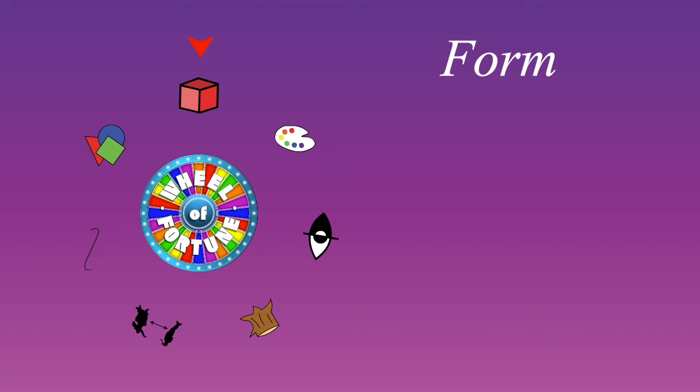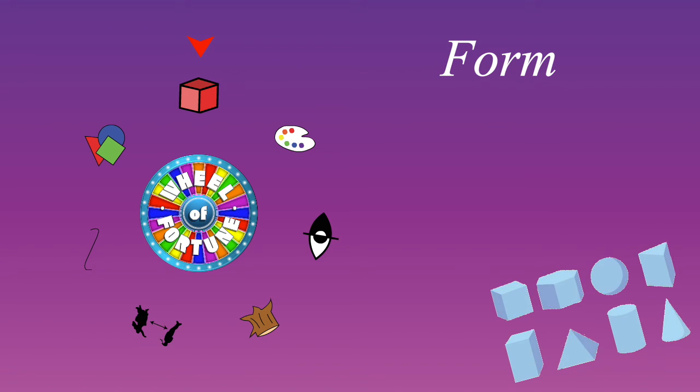Form is an object that takes up three-dimensional space. Cubes and spheres are great examples of form, but we can take it even further than that. People, animals, and architecture all count.